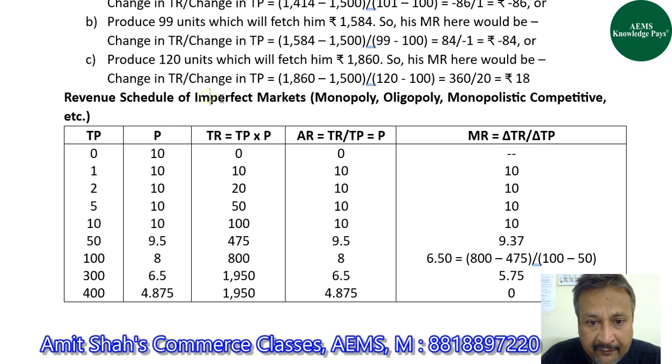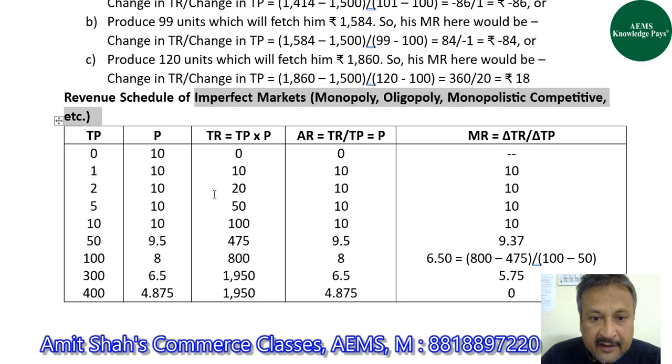But in imperfect markets, demand is not perfectly elastic. It is lesser than perfectly elastic. There is elasticity, but not the perfect one. Elasticity is not infinite. Perfectly elastic demand is the one where elasticity is infinite. We have seen this in demand chapter, guys. In imperfect markets, elasticity is lesser than infinity.